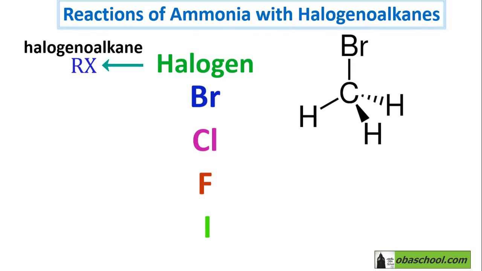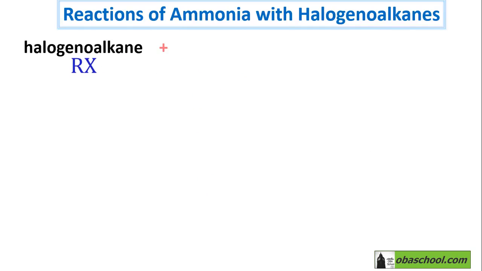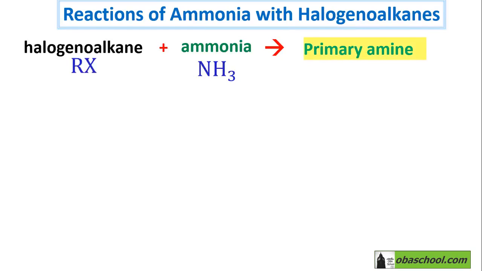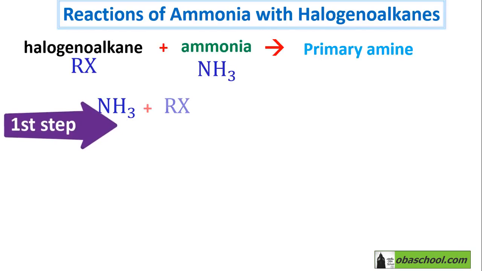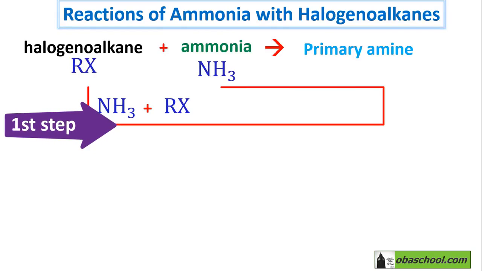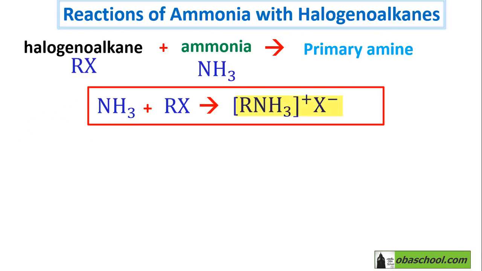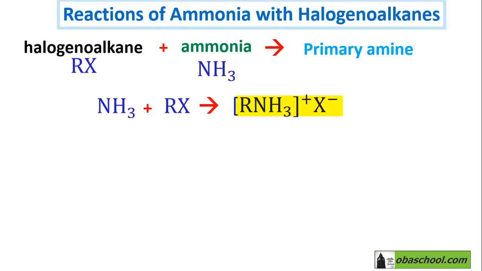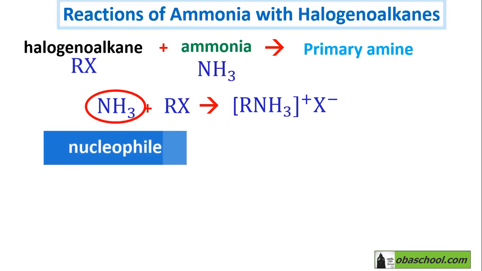Halogenoalkanes, we can also call them haloalkanes. They can react with ammonia. Ammonia is NH3. When they react together, they produce a primary amine. Let's look at the two steps of the general reaction of such an interaction. In the first step, ammonia reacts with the halogenoalkane to produce this intermediate. Keep in mind that in this first step, the NH3 is reacting as a nucleophile.